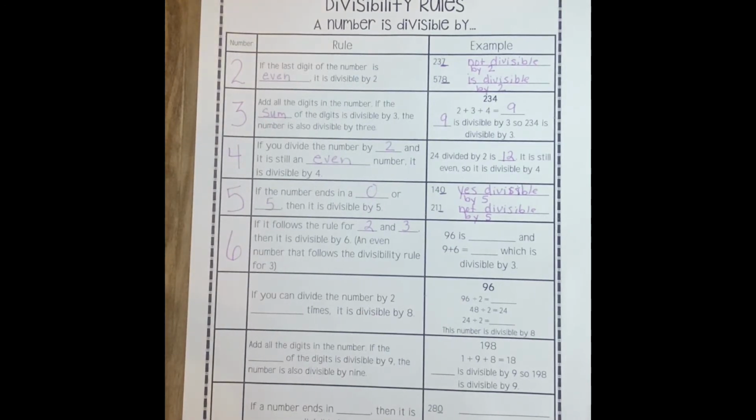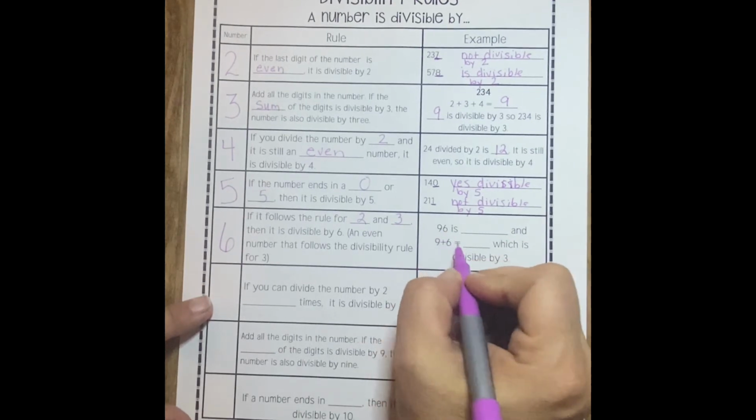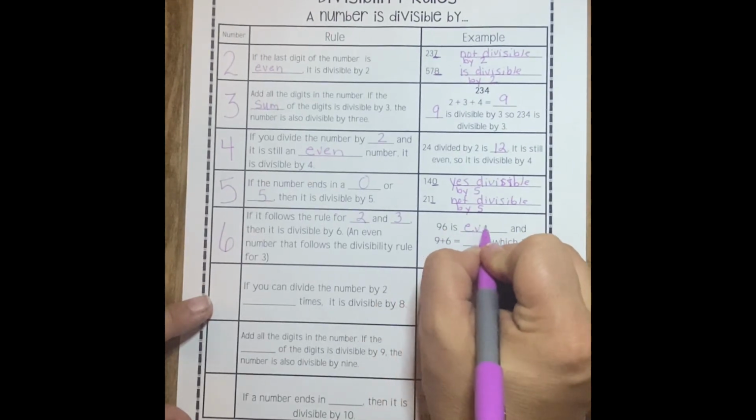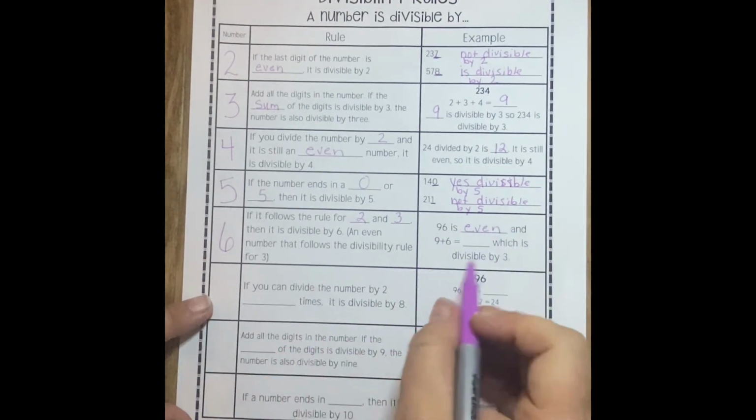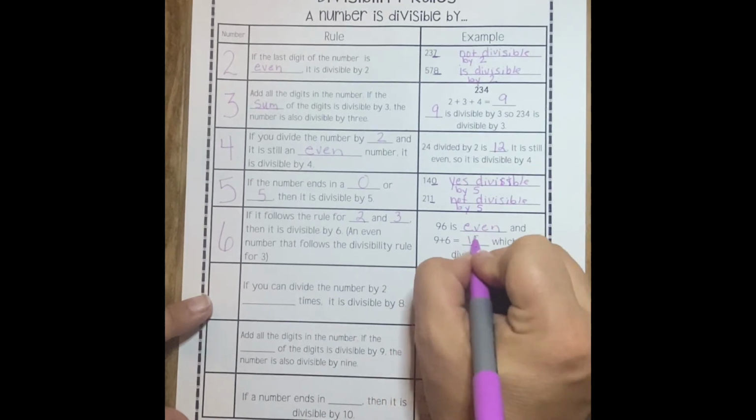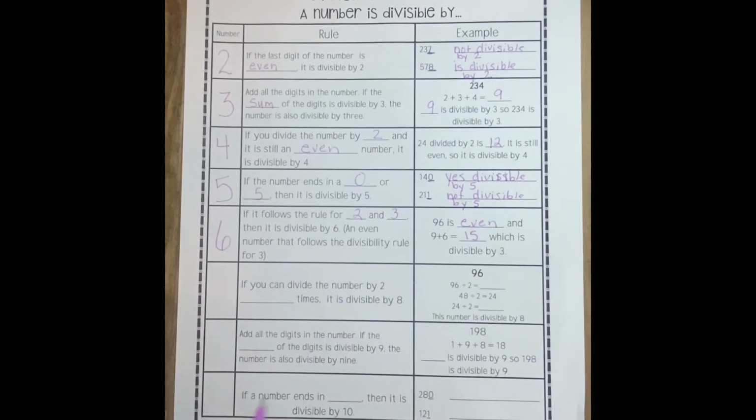So 96 is my example, and it is even. So I can go ahead and look at the next rule. And 9 plus 6 is 15. 15 is divisible by 3. So this is yes to 2, yes to 3, which means yes, it is also divisible by 6.